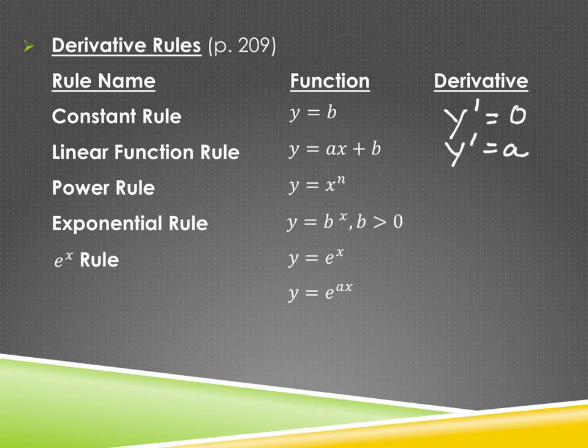What's the derivative of the power rule? x to the n. This one's y'all's favorite. So nx to the n minus 1, right? Decrease the exponent by 1, multiply by the original exponent. Sometimes you get tripped up, I know, on the exponential rule. What's the derivative of y equals b to the x?